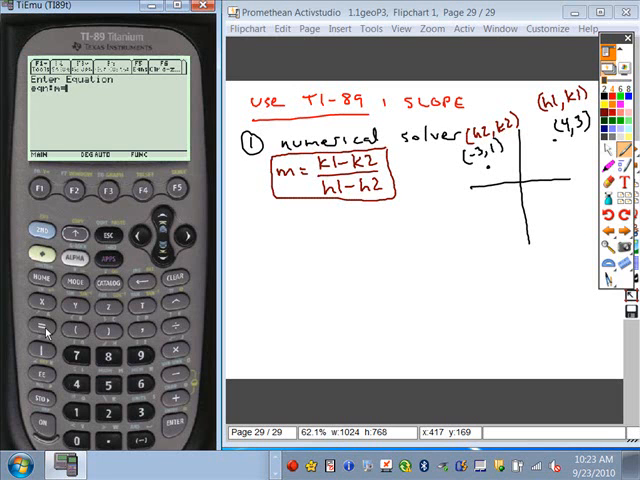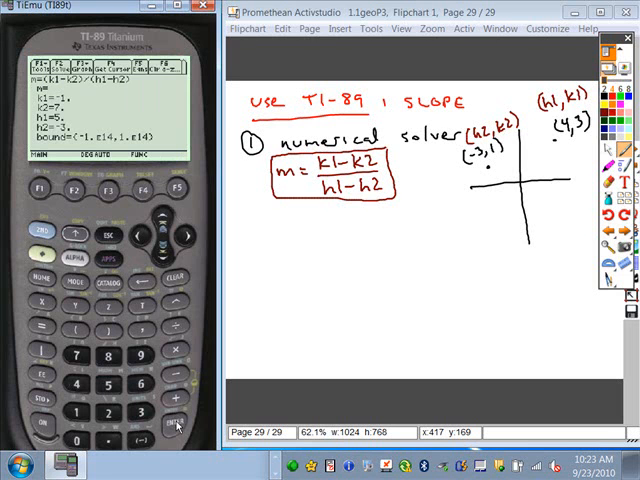And now we need to put all the terms in the numerator inside of a grouping symbol. So let's go parentheses. And we can go k1 minus k2, close the parentheses. And we're going to divide that by, and we need to group all the terms from the denominator. So h1 minus h2. Are there questions on what I did there? I'm just entering this equation into my calculator.